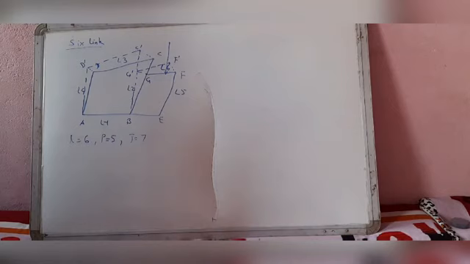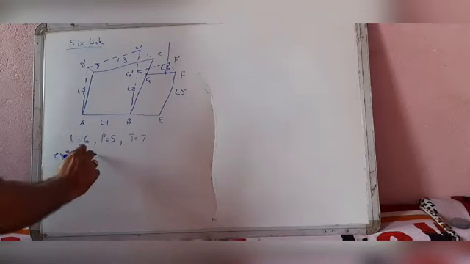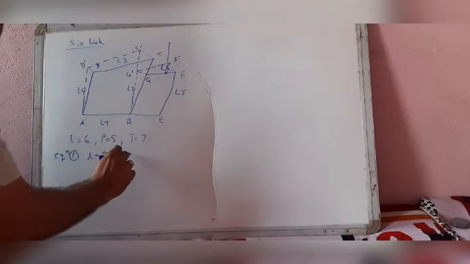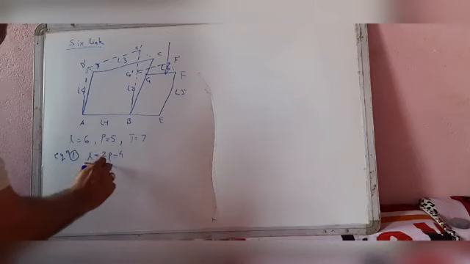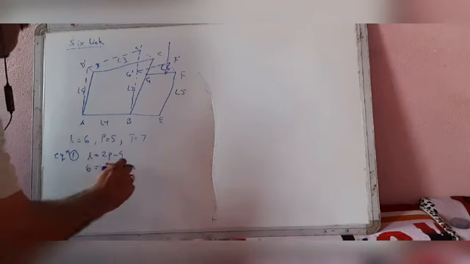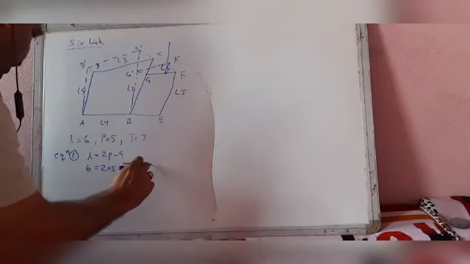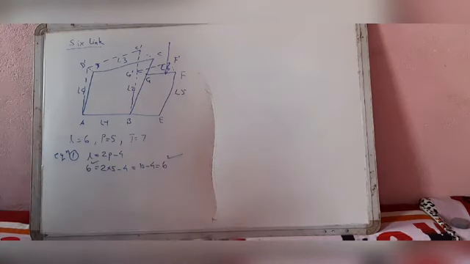Now applying equation 1: L equals 2p minus 4. L is 6, equals 2 into p, which is 5, minus 4, that is 2 fives are 10, minus 4, that is equal to 6, correct. Left hand side is equal to right hand side, so this satisfies equation 1.